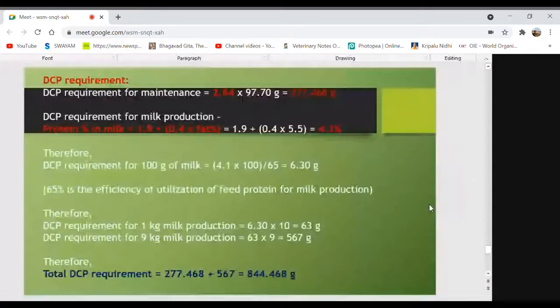On the basis of milk production and body weight, we can calculate the DCP and TDN requirement, and after that, on the basis of the quantity of dry matter the animal can consume per day, we can determine the concentration or density of energy and protein in the total mixed ration of the dairy animal.